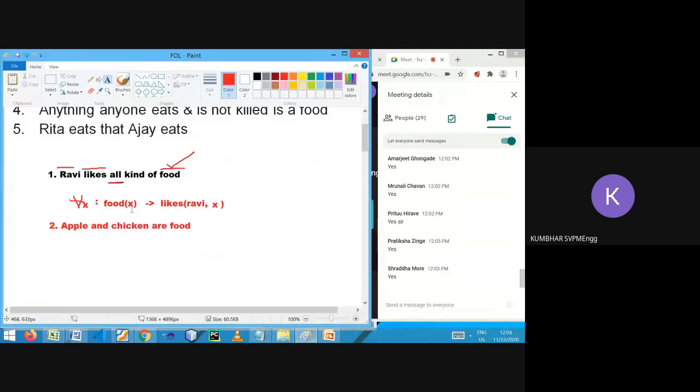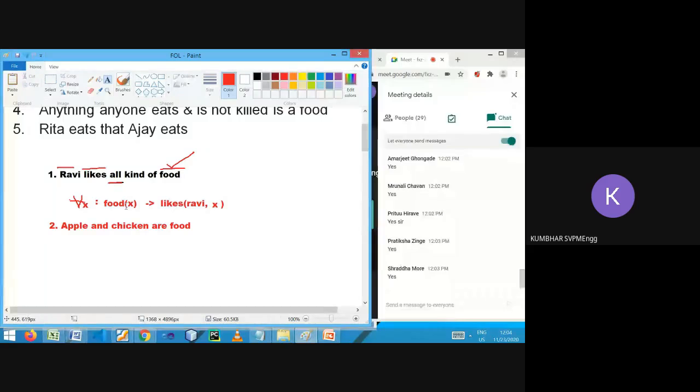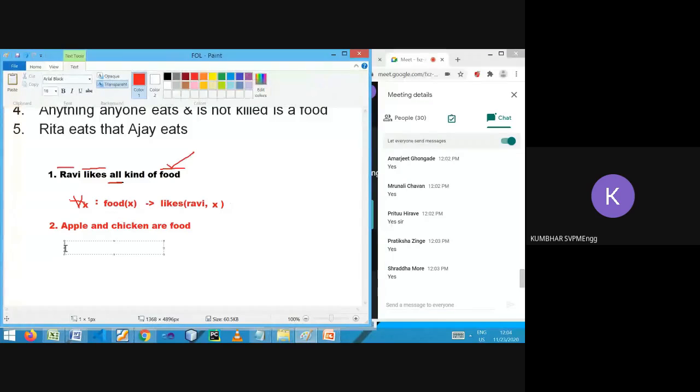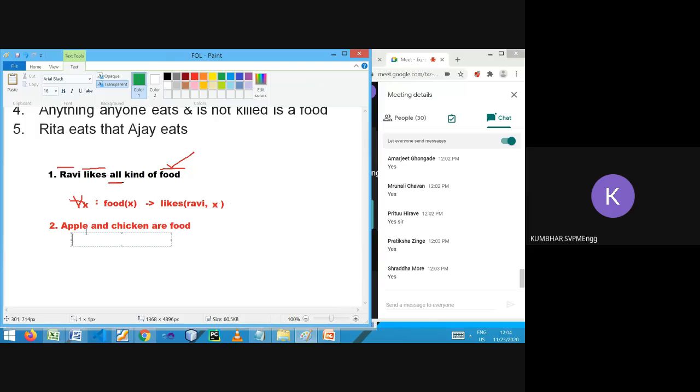X is a food. So this is one logical statement, and it will represent either true or false. Either X will be food, true, or X will not be a food, false. Now here, apple and chicken are food. So here it will form two statements. Two constants are going to be a food.